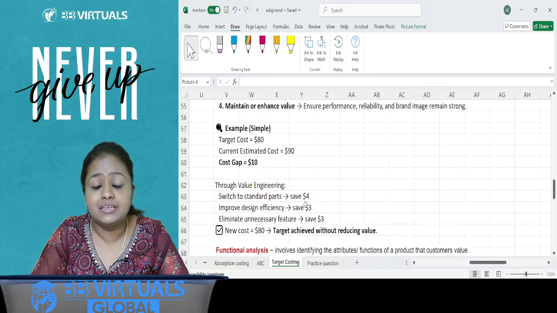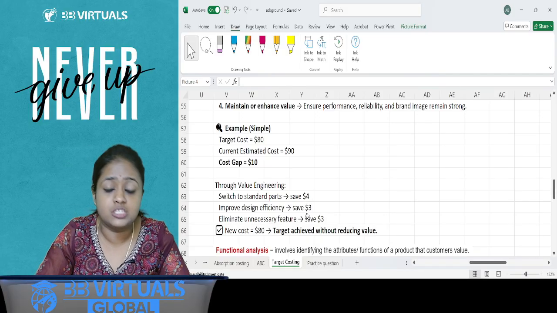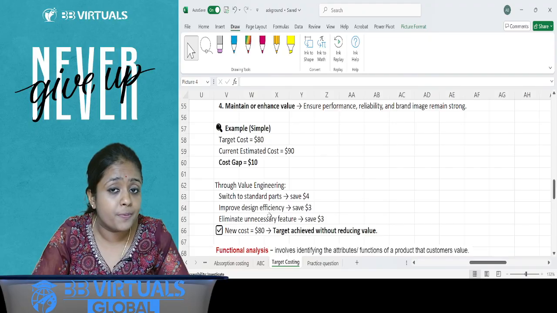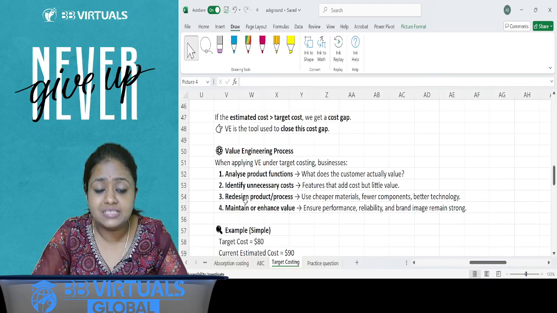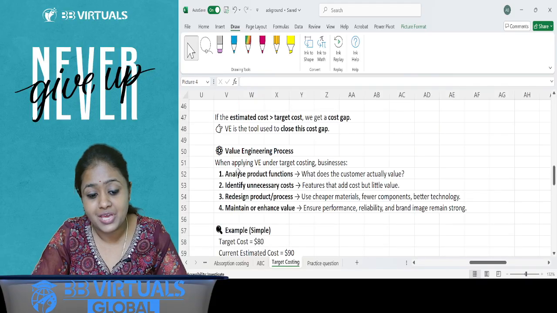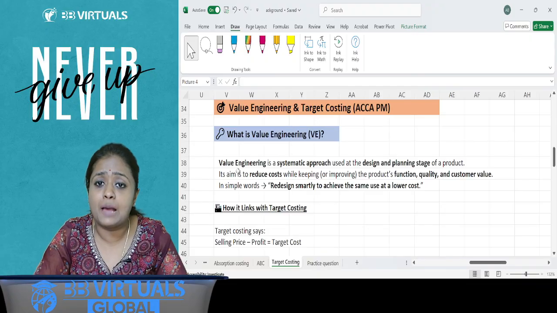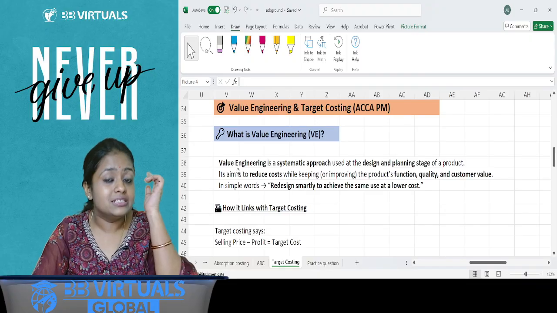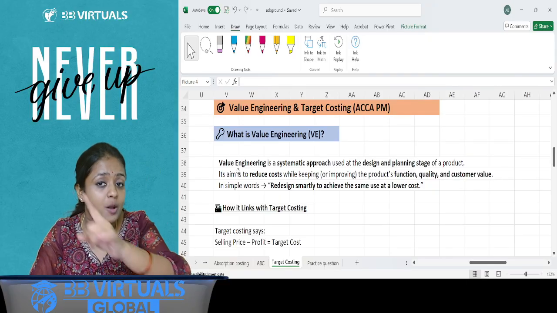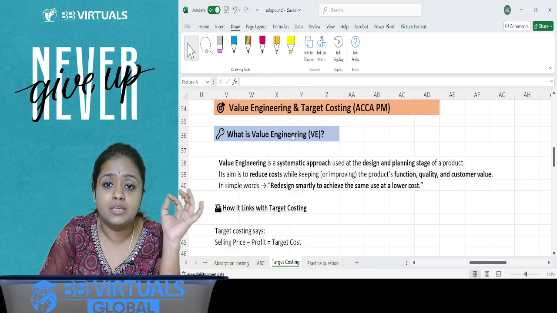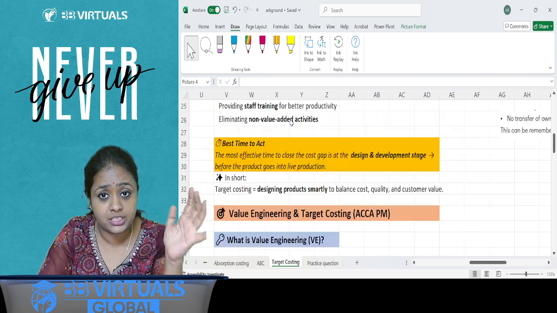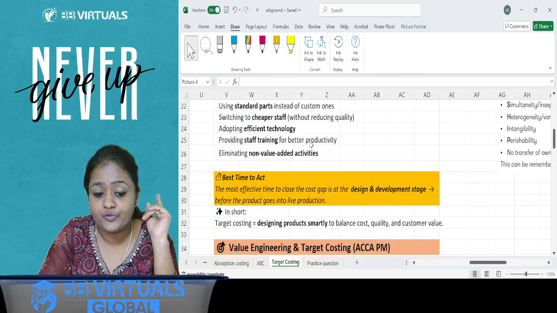Now when you add it up, this helps us reduce our cost by $10 without compromising quality, bringing us to the target cost level. So this is the value engineering process. I hope value engineering is absolutely clear to everyone. Just remember it is your pre-production step. It is the step we take before the product is launched into production, so it is done at the designing phase only.